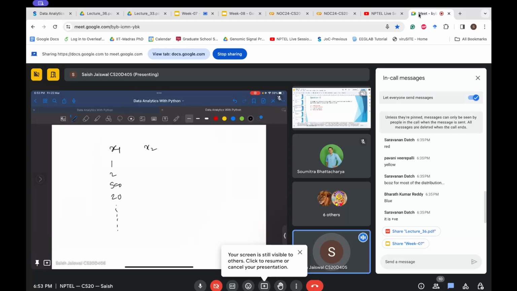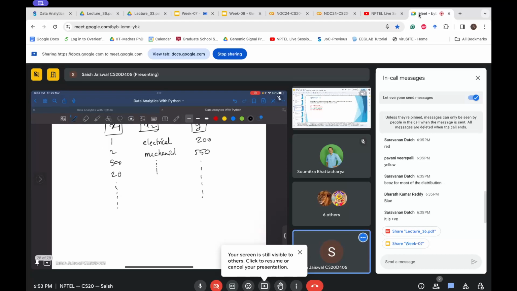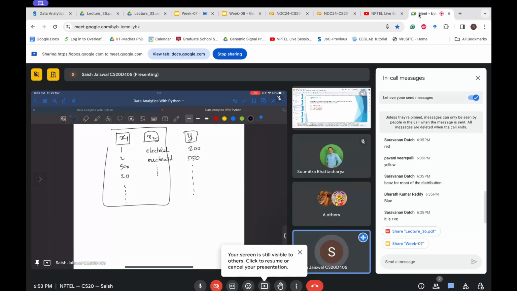And there was one categorical variable, say electrical, mechanical, and so on, and there was a dependent variable. So these two are the independent variables, and this is the dependent variable. Let's say amount, some amount, 200, 550, and so on. Given these two independent variables, I want to predict what will be the y value.